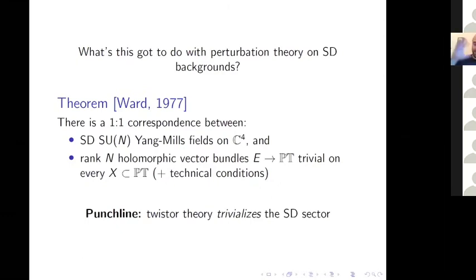All right, so we have this theorem of Ward, which tells us that the self-dual sector of Yang-Mills theory is equivalent to a holomorphic structure on some vector bundle in twistor space. And the punchline is that that is going to allow us to trivialize these self-dual backgrounds in a precise way. So what do I mean by that? The self-dual sector is encoded by holomorphic vector bundles.